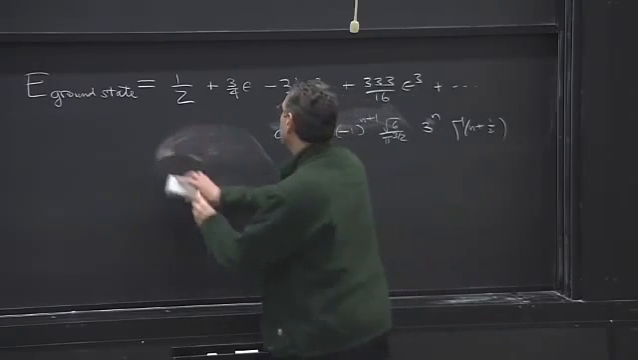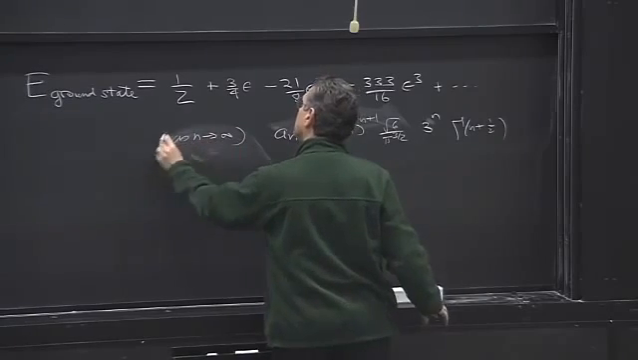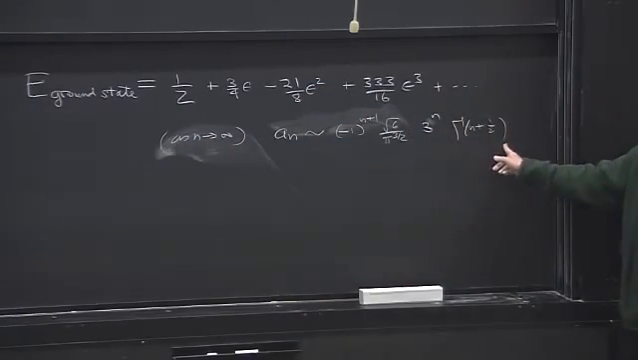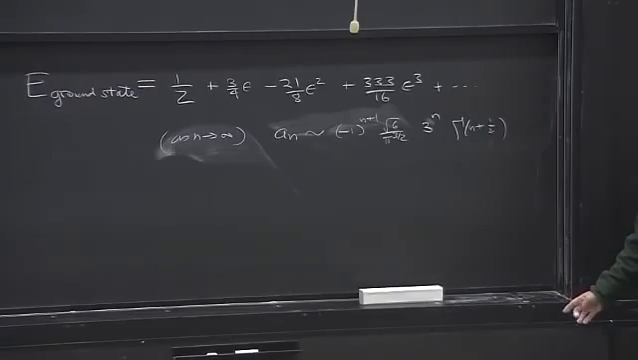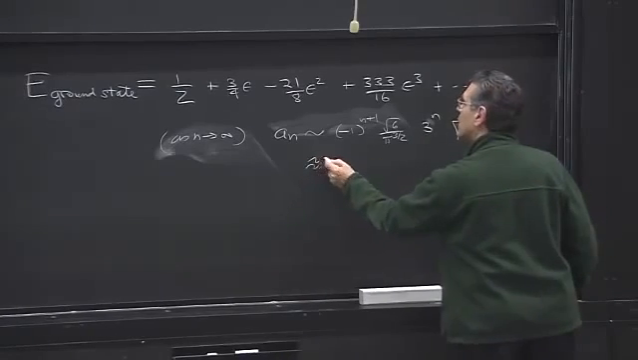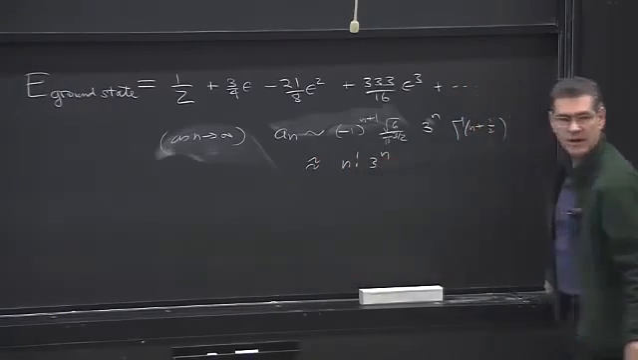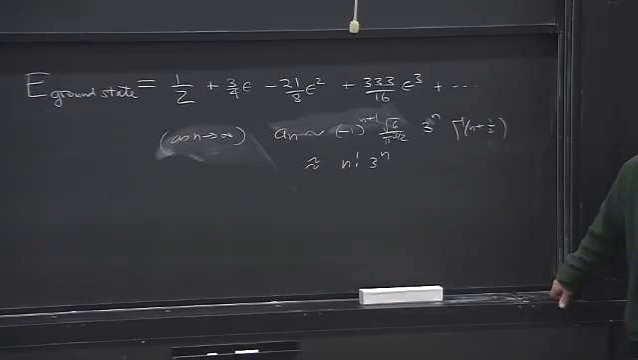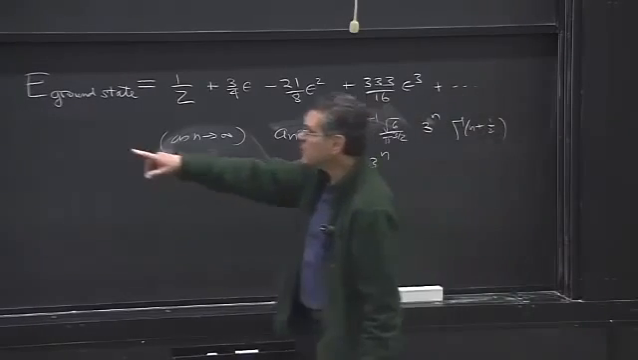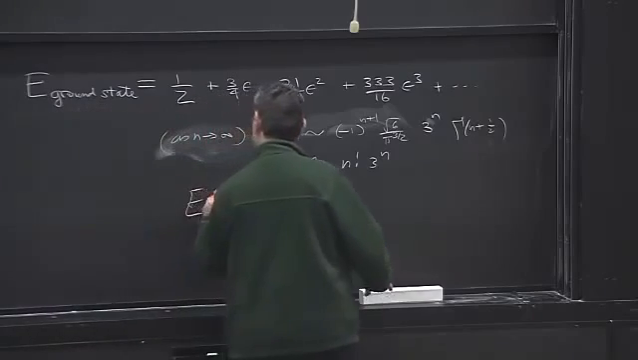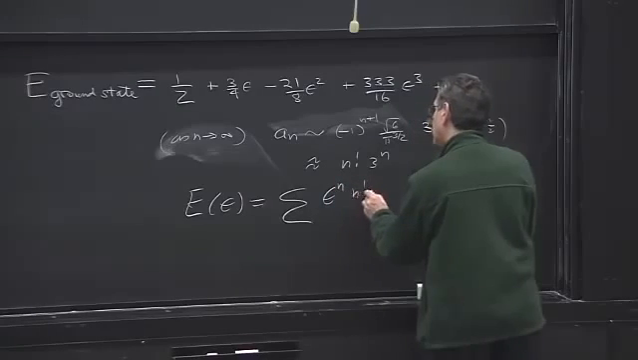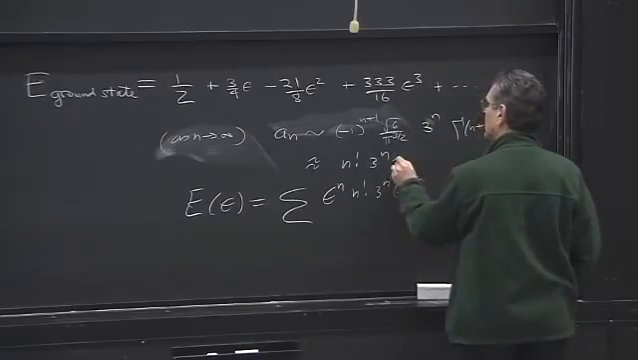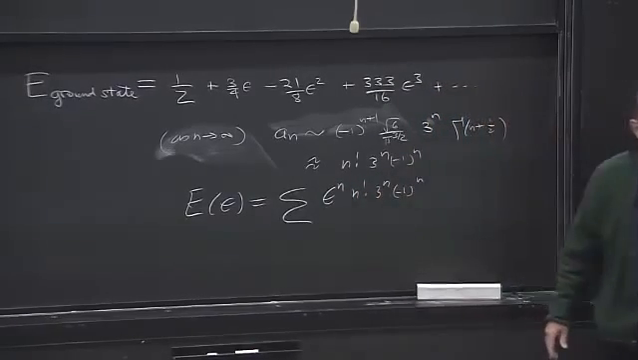So as n goes to infinity, a sub n goes like this. So roughly speaking, how big is gamma of n plus a half? Do you know what the gamma function is? It's like an n factorial. So this is very roughly n factorial times 3 to the n. So this perturbation series, E of epsilon, looks like epsilon to the n times n factorial times 3 to the n times minus 1 to the n. Roughly, a series of that form.